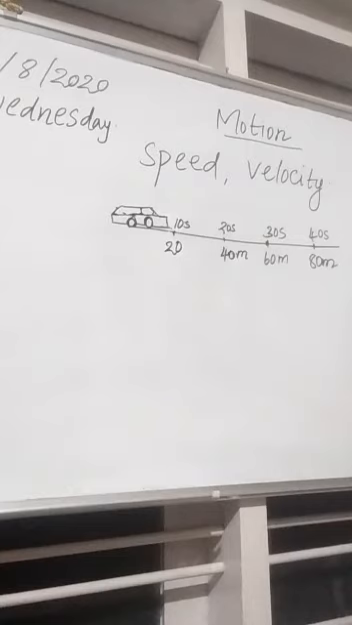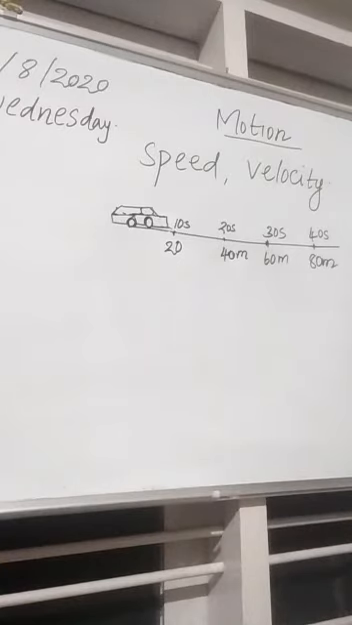Okay children, so that is the difference between speed and velocity. Speed is a scalar quantity, velocity is a vector quantity. So uniform speed means if the car covers equal distances in equal intervals of time, then the car is said to have uniform speed. If it covers equal distance in equal intervals of time in a specified direction, then it has uniform velocity. And velocity and speed both are measured in meter per second.